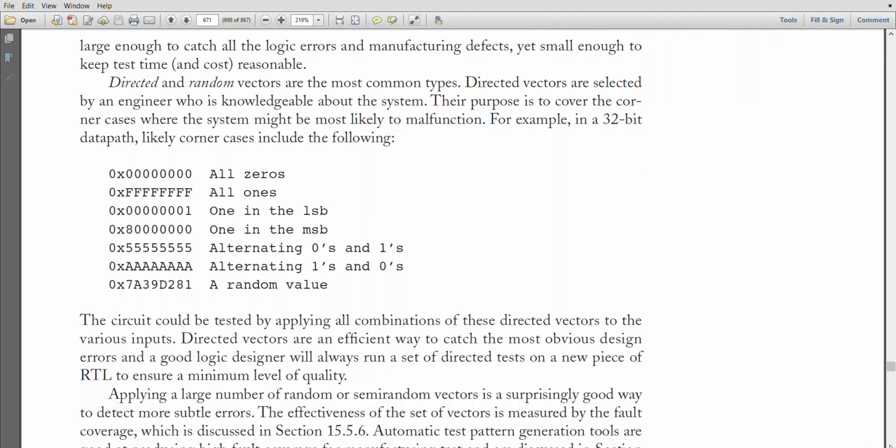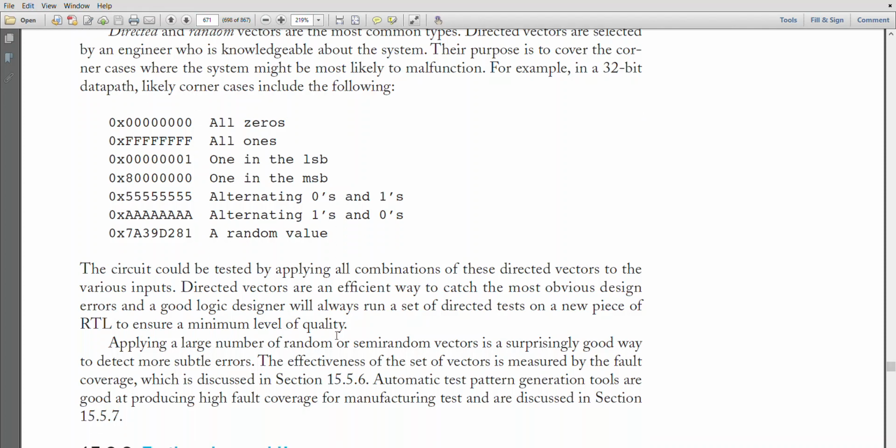So the circuit could be tested by applying all combinations of these directed vectors to the various inputs. Directed vectors are an efficient way to catch the most obvious design errors, and good logic design will always run a set of directed tests on a piece of RTL to ensure a minimum level of quality.